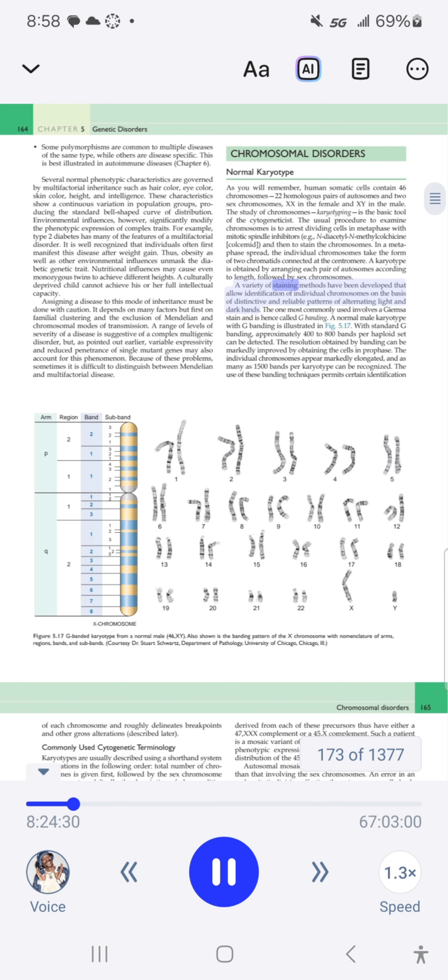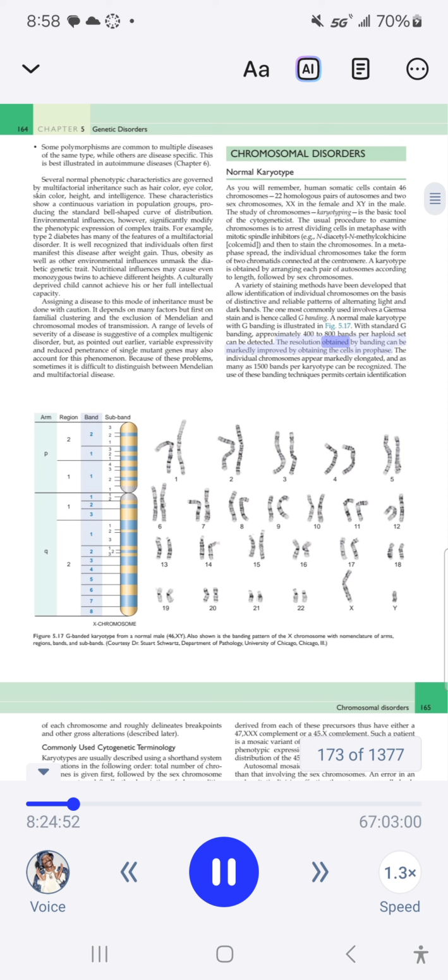A variety of staining methods have been developed that allow identification of individual chromosomes on the basis of distinctive and reliable patterns of alternating light and dark bands. The one most commonly used involves a Giemsa stain and is hence called G-banding. A normal male karyotype with G-banding is illustrated in figure 5.17. With standard G-banding, approximately 400 to 800 bands per haploid set can be detected.